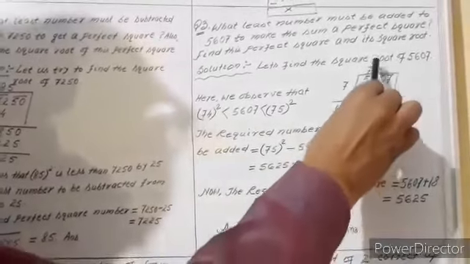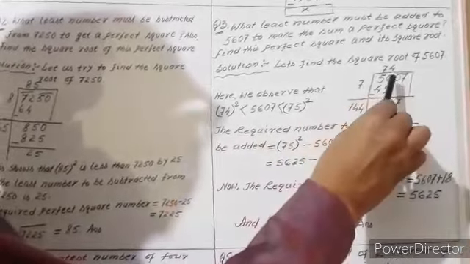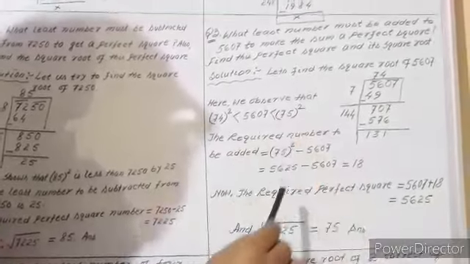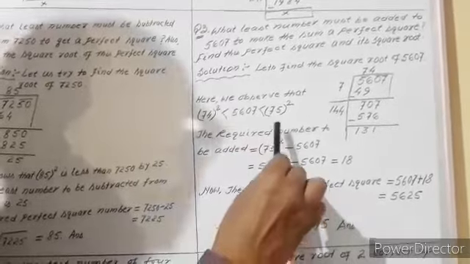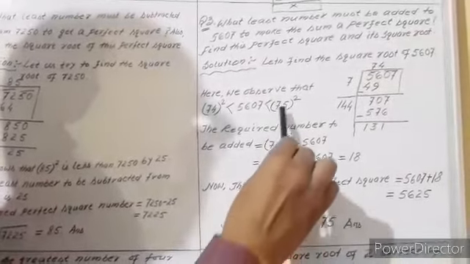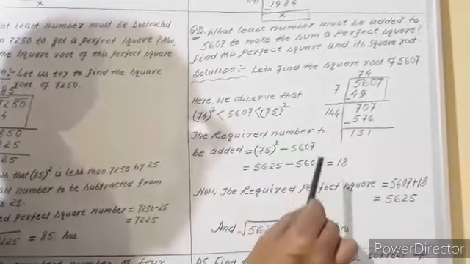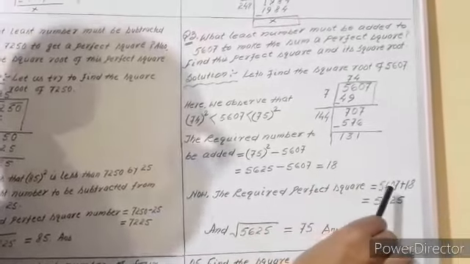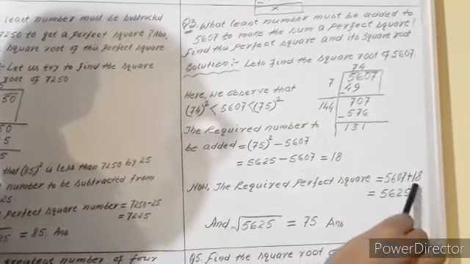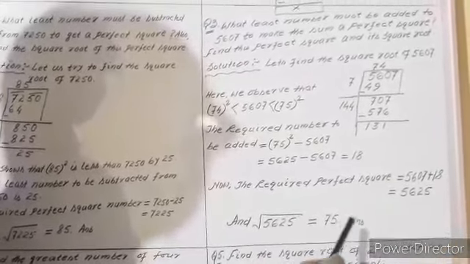So you know that 74 square is less than the given number 5607, and 75 square is more than the number 5607. So we have to determine, here they have asked what should be added to make it a perfect square. So 75 square gives you 5625, minus 5607. So 18 is the required number. If it is added to 5607, it will give you 5625, which is a perfect square, and the square root of that is 75.